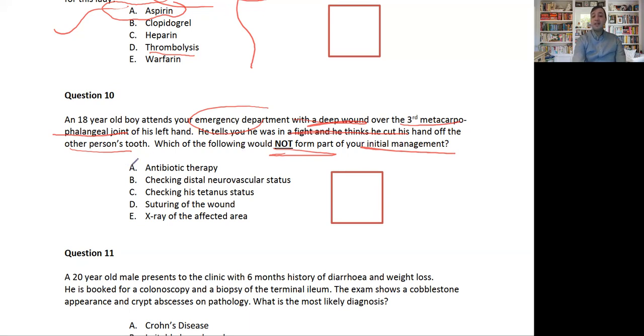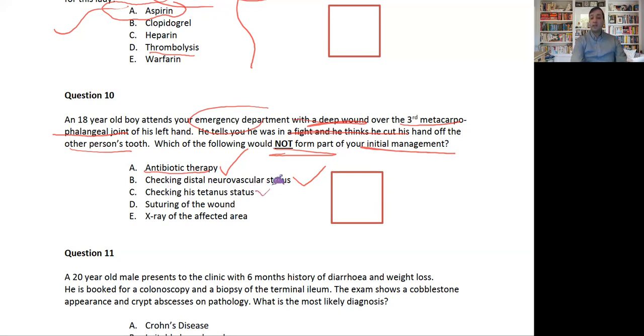Antibiotic therapy is highly recommended for this type of wound. The patient has a wound, and most likely it's a dirty wound, so antibiotics are highly advised. So antibiotic therapy is one of the parts. Checking distal neurovascular status is the usual practice for trauma to any part of the body, especially the upper and lower limbs. We have to check neurovascular status after any trauma. So this is one of the parts.